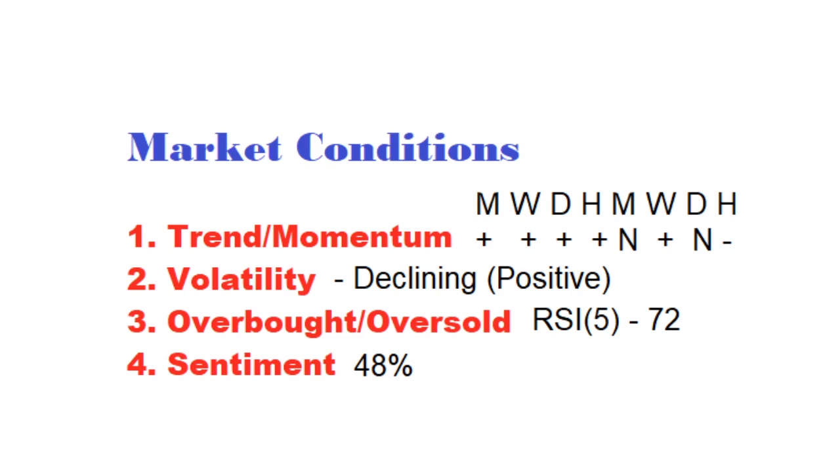MWDH up there. And what that means is monthly, weekly, daily, hourly. And I have it twice because the first time is for the trend and the second time is for the momentum for each one of those time frames. And that plus sign means positive. The N is actually neutral, and then a minus sign would be negative, just so you have a reference of kind of where I am on those. I'm going to go through those individually here in a minute.